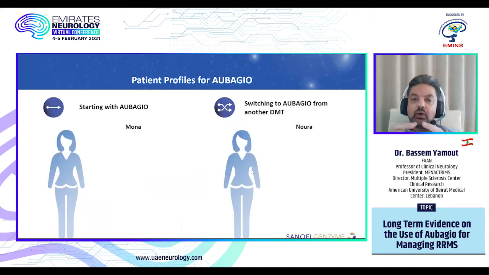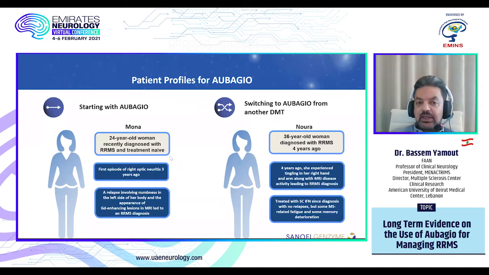So let's look now at the patient profile for Aubagio. What's the typical patient profile? The first profile are the patients that are treatment naive. And usually it's a patient that has good prognostic factors, like a young woman with an optic neuritis or a sensory attack with a good recovery, a low relapse rate, not a very high MRI lesion load. That would be the typical good prognosis case and treatment naive. That would be the typical first profile for Aubagio.